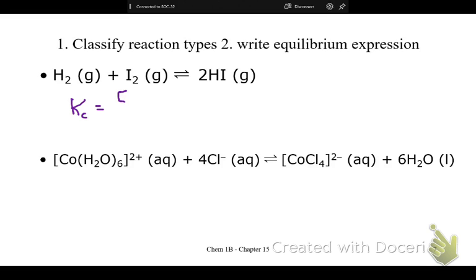And what am I going to write? I'm going to write HI on the top. You can leave the states out. Squared. All right, divided by the concentration of H2 and the concentration of I2.